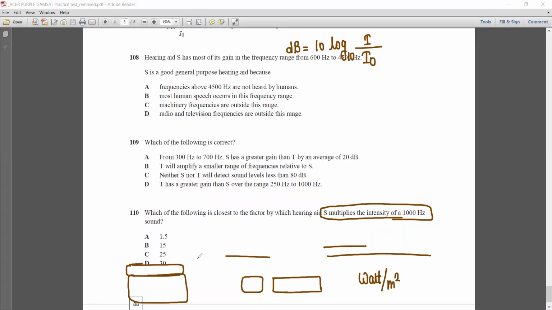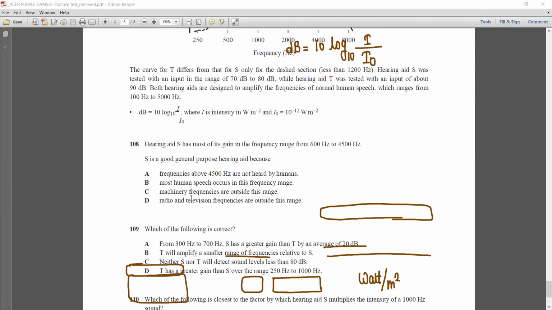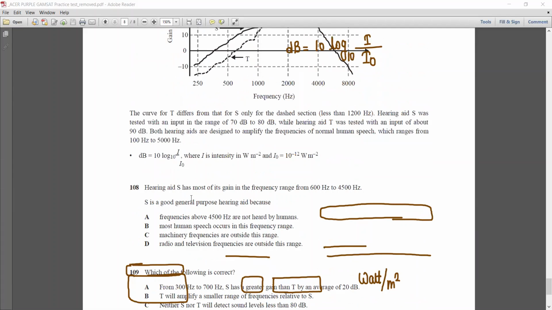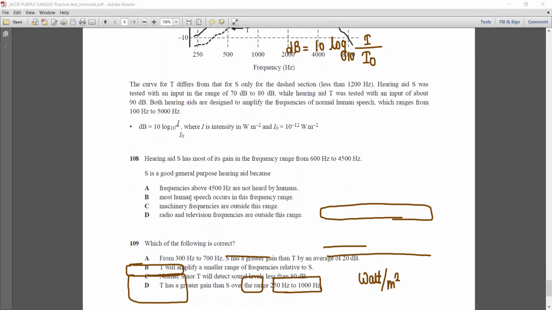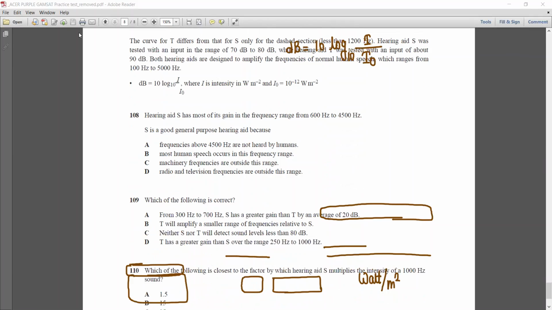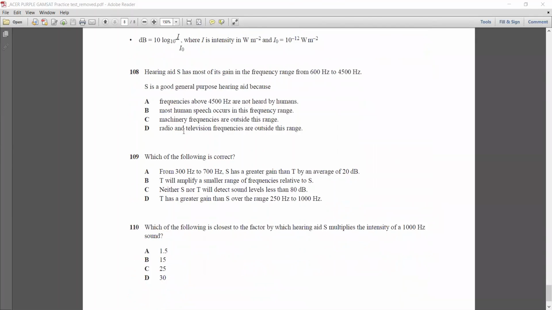Mostly they want to know what the factor will be if we calculate the add S at 1000 hertz. So if we have these relations, let's first calculate the value of dB using the values of I and I naught. So how can we calculate that? Let's continue.